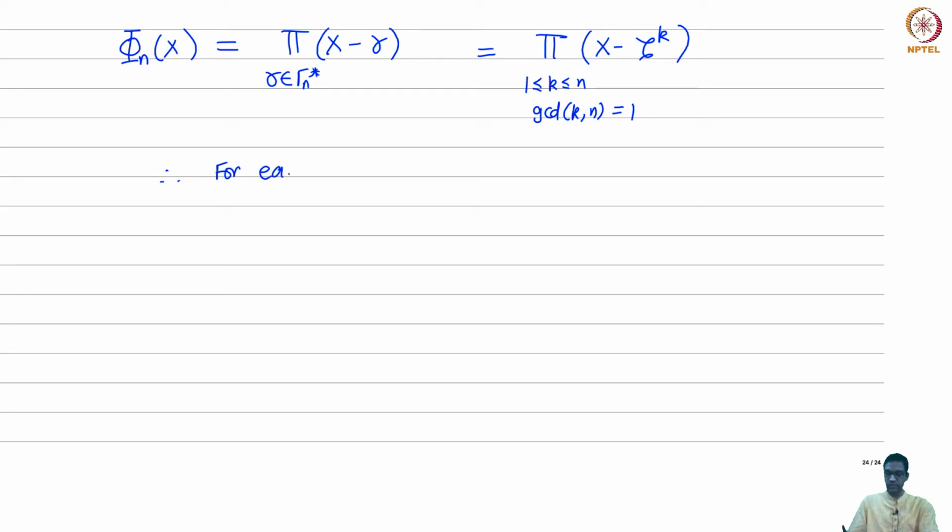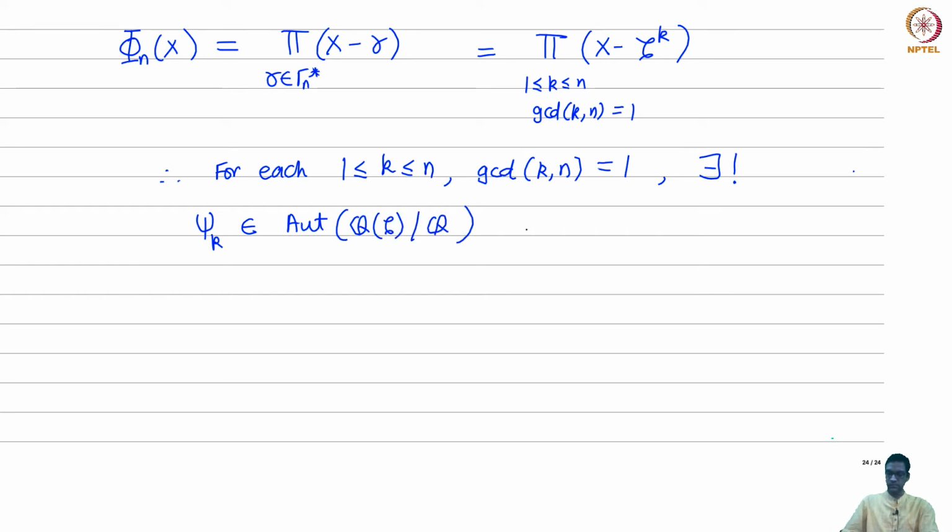So for each, by this general principle, for each k between 1 and n with GCD of k and n equal to 1, there exists a unique, in fact, because once you specify what zeta goes to, the automorphism is uniquely defined, there exists a unique automorphism psi k in the Galois group, which maps, well, it has to map Q to Q by identity, that's forced, which maps zeta to zeta power k. Okay, so this is the description of psi k.